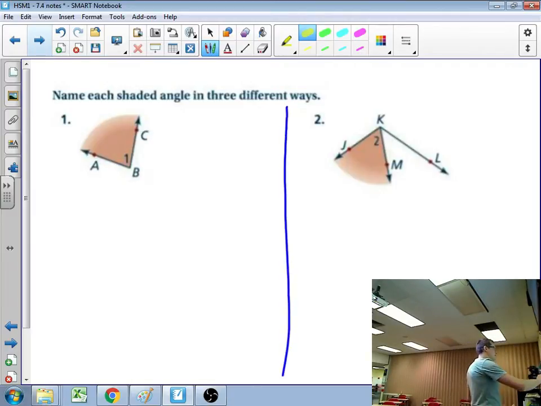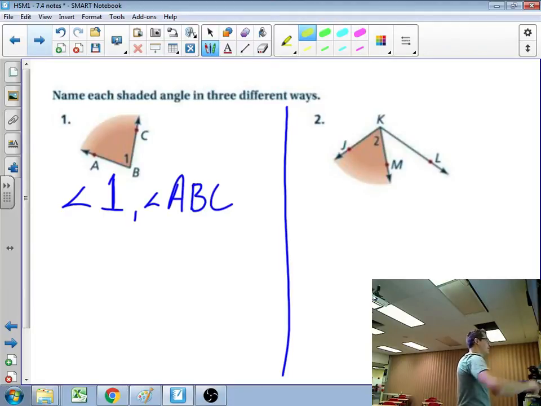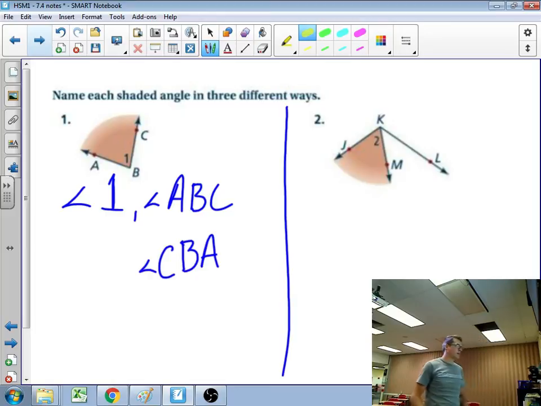So for number 1, easy first answer is angle 1. There's a 1 inside what I see. That's what they've kind of nicknamed that angle. The next one, again, keeping B in the middle as your vertex point, we can call it angle ABC. And always we can flip it around and just call it CBA, keeping that vertex point in the middle of my angle name.